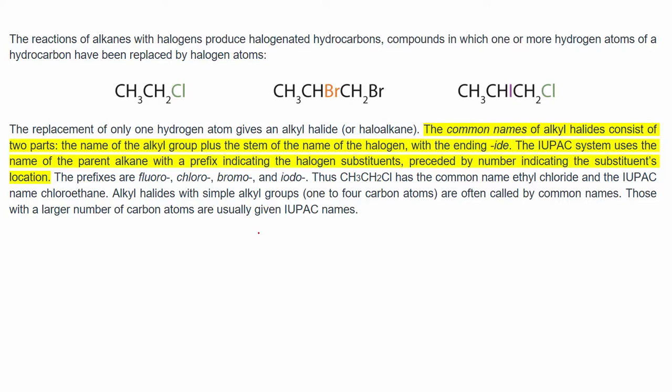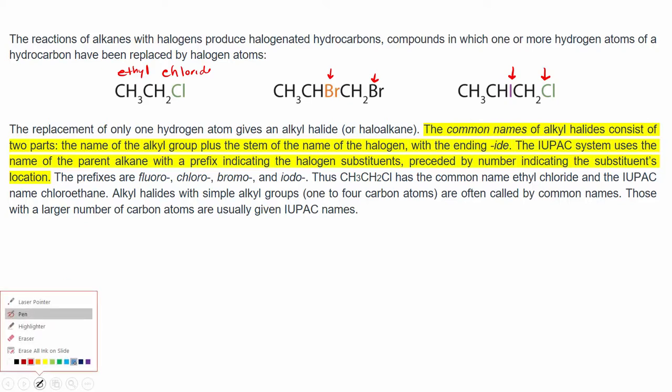Now to name an alkyl halide, we can name it with a common name or we can name it with the IUPAC name. The common name is going to be the name of the alkyl group and then the name of the halogen with "ide." So this would be ethyl chloride. That's common. This one has only an IUPAC name because we have two bromines. This would also only have an IUPAC name. So for the IUPAC name, we would name it as chloroethane.